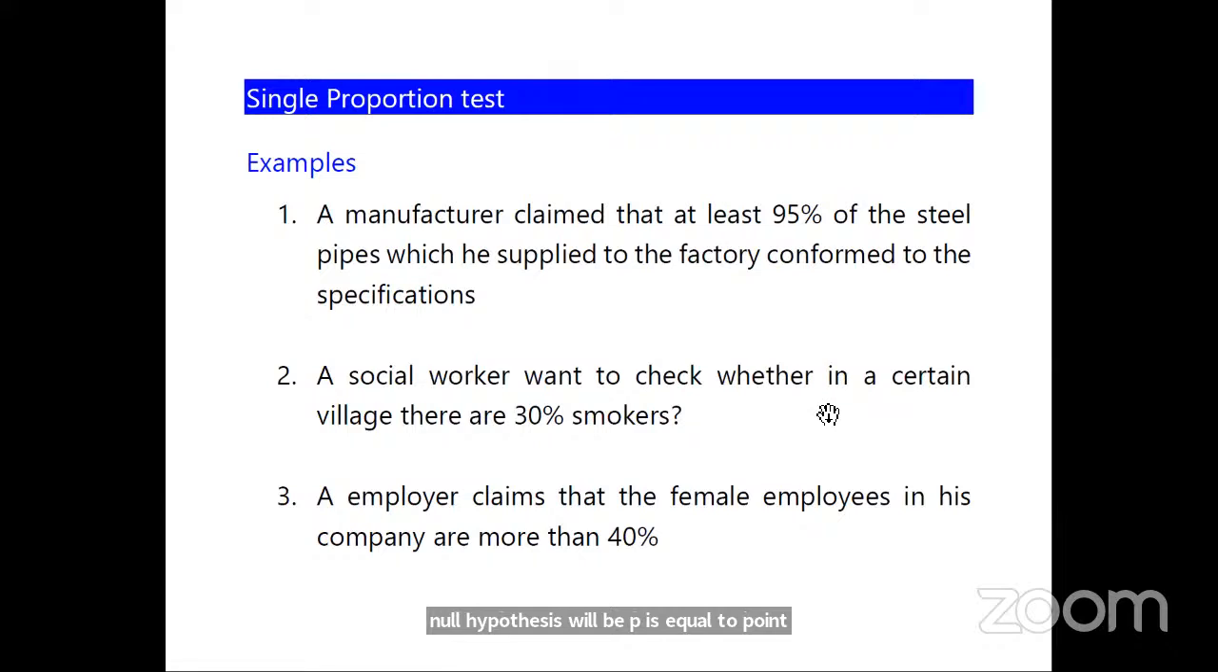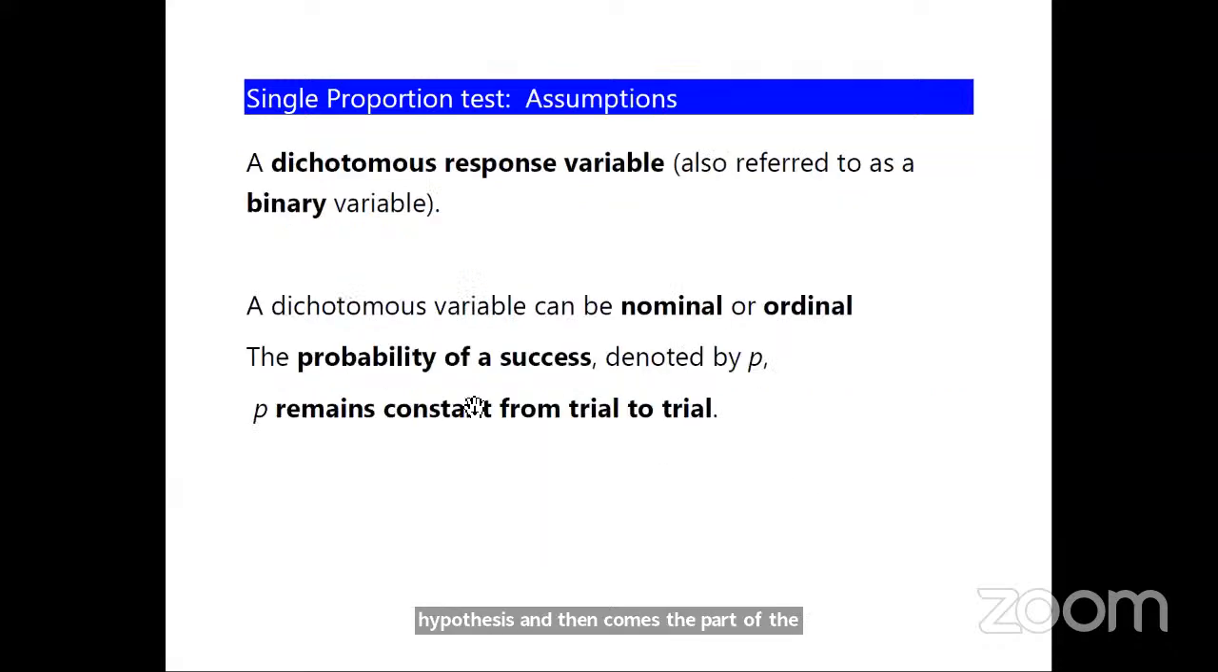Now I think it is clear to you what we are testing, because it is very important how you construct your hypothesis. All the test statistic depends on how you formulate your hypothesis, right? That's why you should first understand what your hypothesis will be, and then comes the part of the test statistic. Now you understand which type of examples or case studies you can study using this single proportion test.